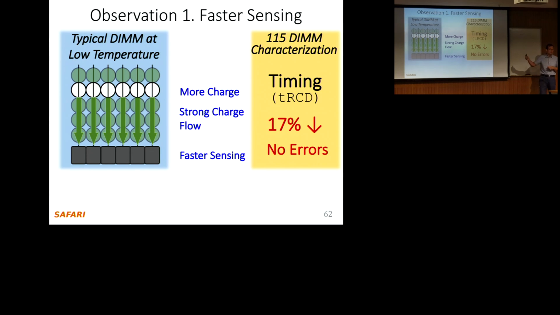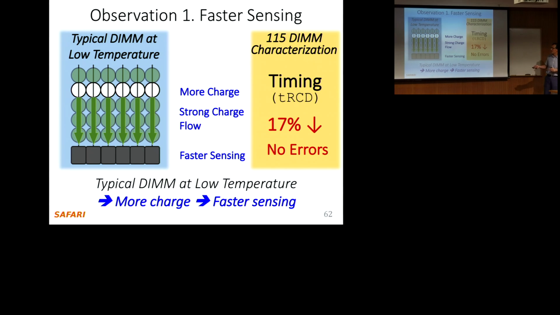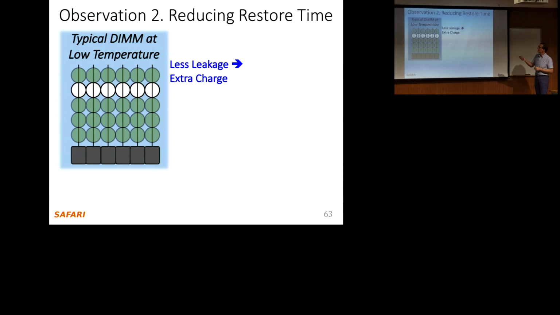And we've characterized almost 1,000 chips, basically 115 DIMMs in this case. And we've shown that if you reduce the TRCD, the activation latency, by about 17%, you get no errors at 55 degrees Celsius. So what is low temperature? It's 55 degrees Celsius when we're operating it. We cannot perfectly control the temperature also, but I'm going to show you real results from real systems that we operated for more than 3 months where you don't get any errors when you reduce the latency. Okay, so basically, at low temperature, you have more charge, so you have faster sensing, and this is empirically supported in real devices.